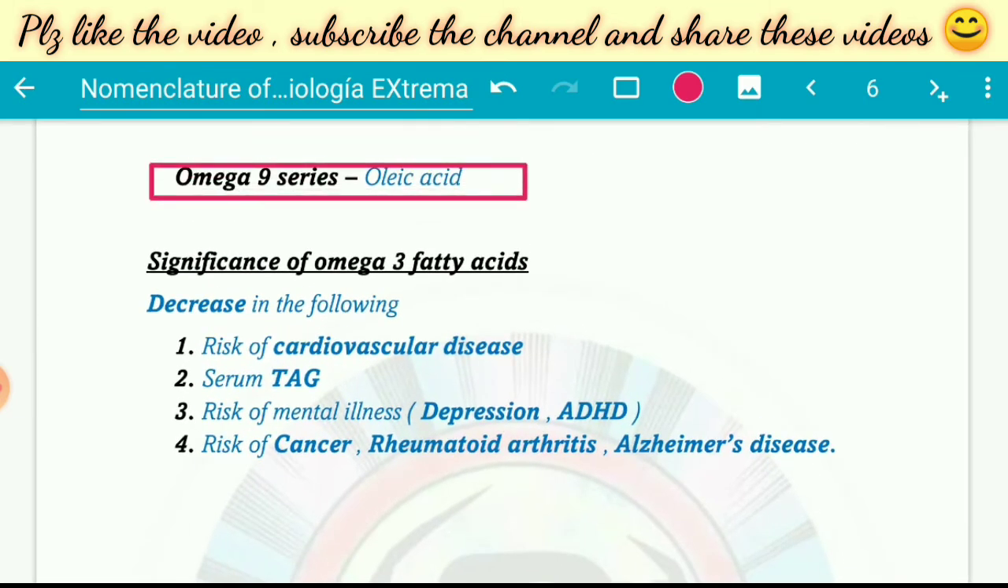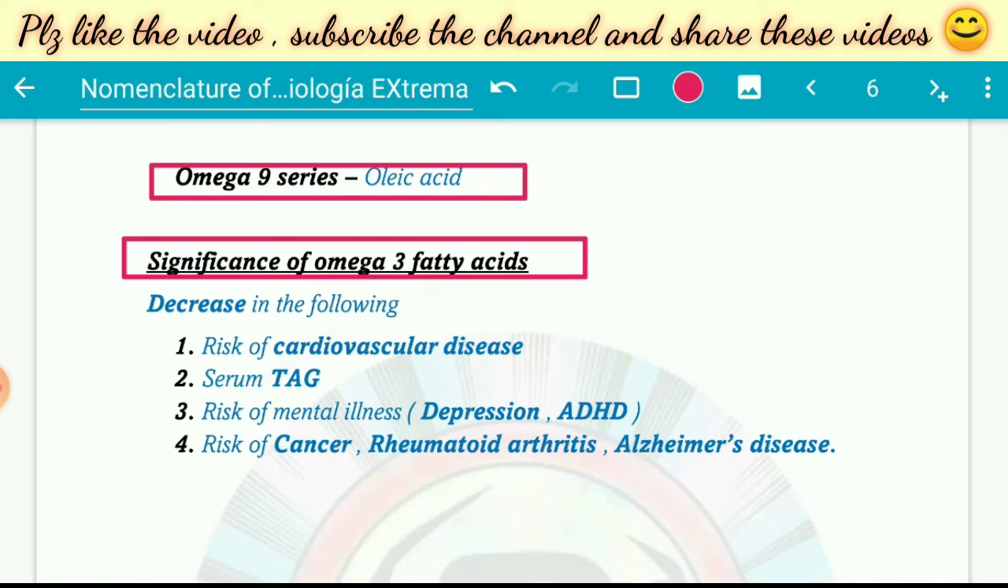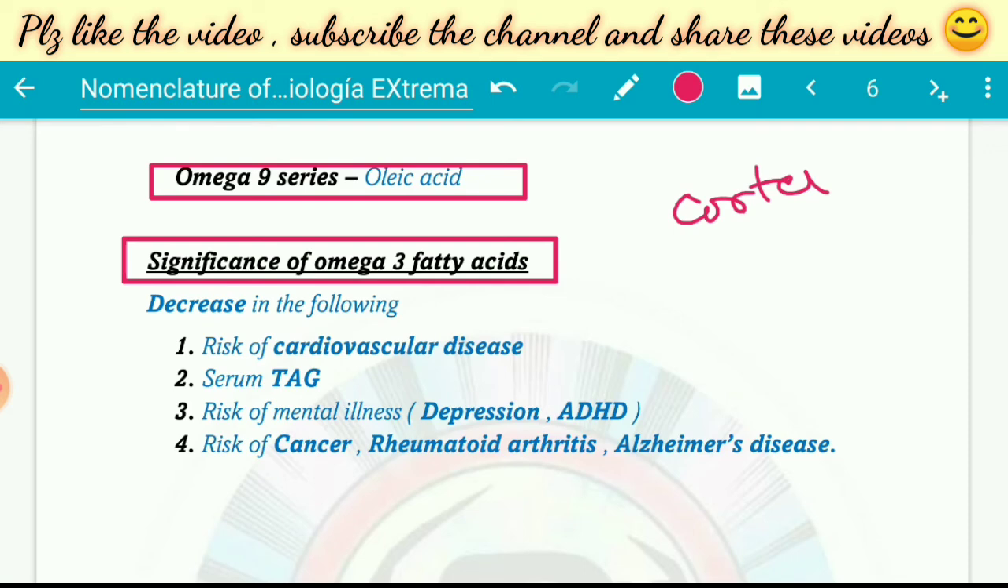One thing is important: omega 3 fatty acids are good for health, so it's better to consume them in our diet. Even if we look at the cortex region of the brain, it is made up of these fatty acids. It's good for initial development in the embryo, so it's better to have it in the diet.